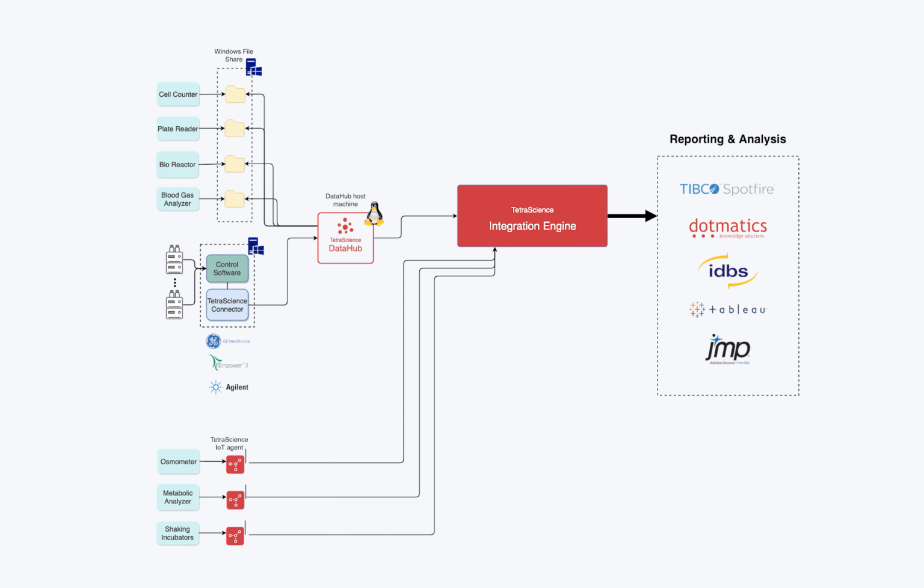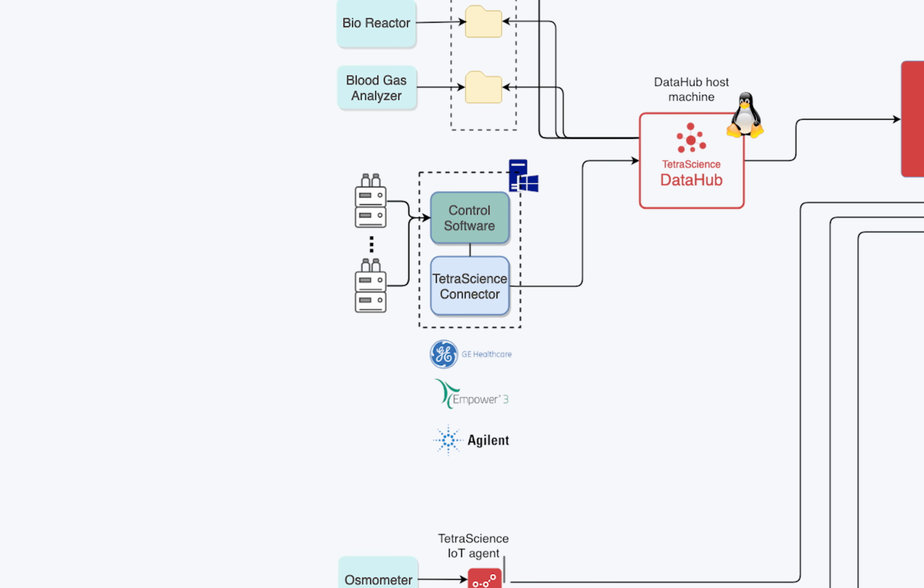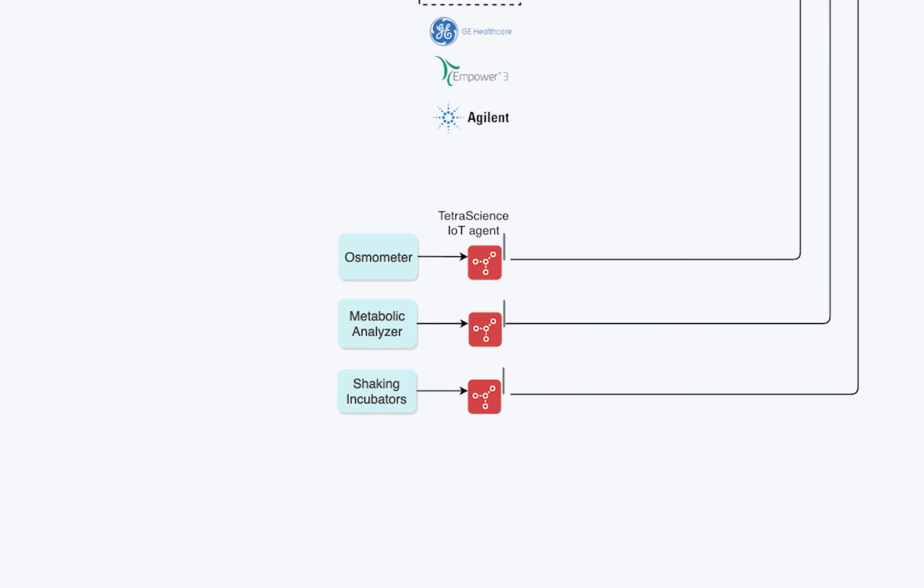TetraScience utilizes different connectors in order to collect instrument data. These include integrations with chromatography systems like ACTA, Empower, and Agilent, as well as IoT connectors for instruments that would otherwise be unable to connect to the internet.